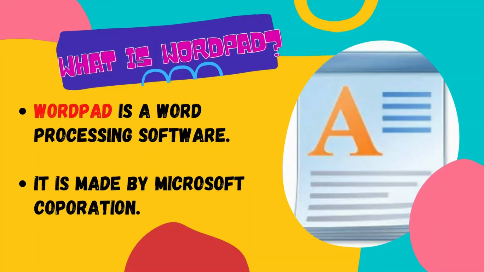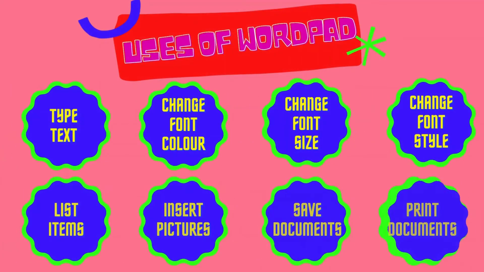WordPad is a basic word processing software. It is made by Microsoft Corporation. Using WordPad, we can type text, we can change font color, font size and font style. We can also list items and insert pictures. It also allows to save and print documents.